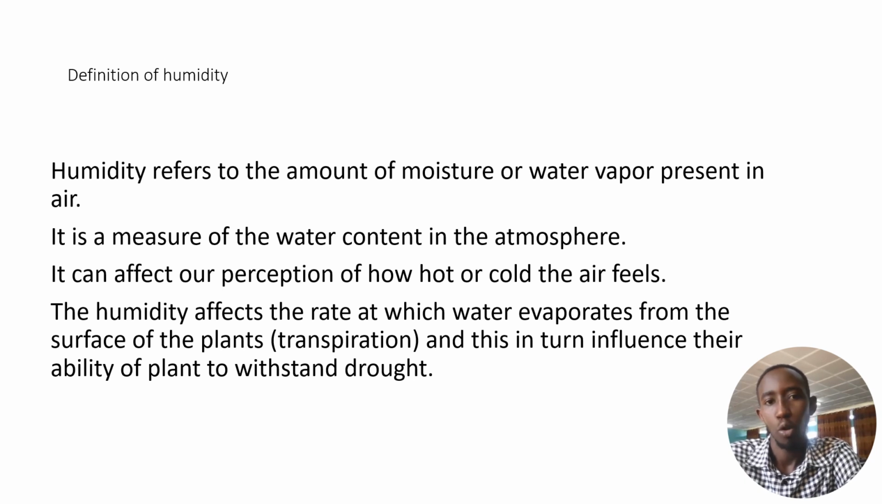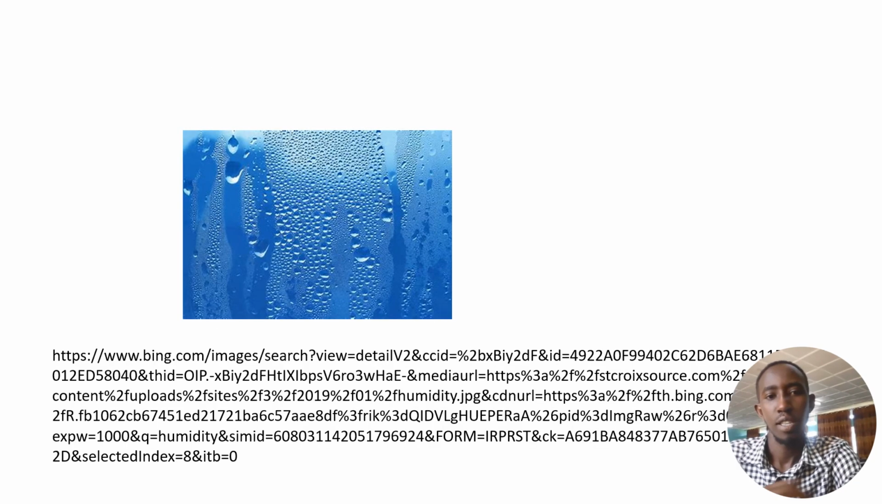I'm going to talk about the definition of humidity. Humidity refers to the amount of moisture or water vapor present in air, or we can define it as the measure of water content in the atmosphere. I think everybody understands the term humidity. Let us continue on the next slide.